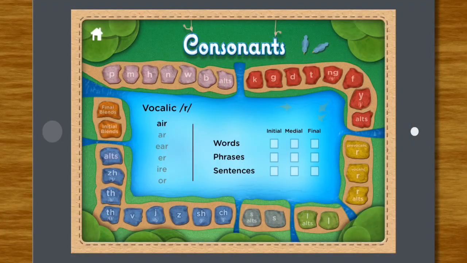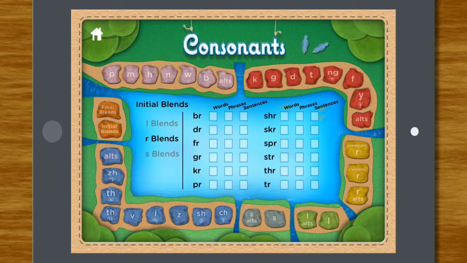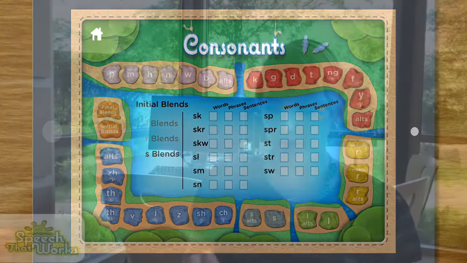Our app also includes pre-vocalic R and all of the vocalic R sounds. You'll notice that they're each separated here and can be targeted in words, phrases, or sentences. Speech That Works also includes the S, L, and R initial blends. Each blend is listed separately so that you can only target the ones that you need. Each blend can be targeted at the word, phrase, or sentence level.